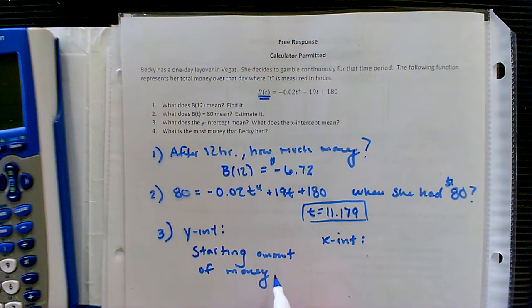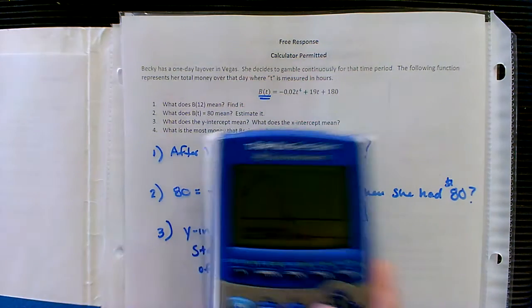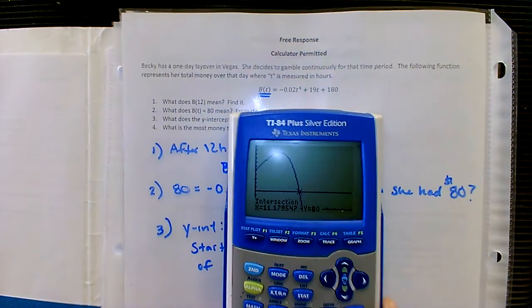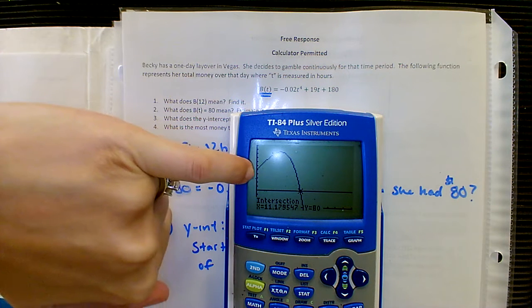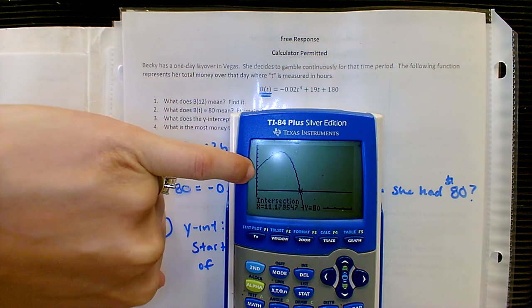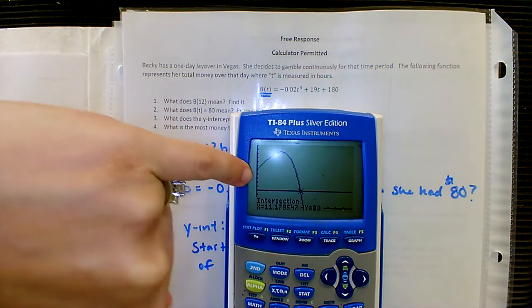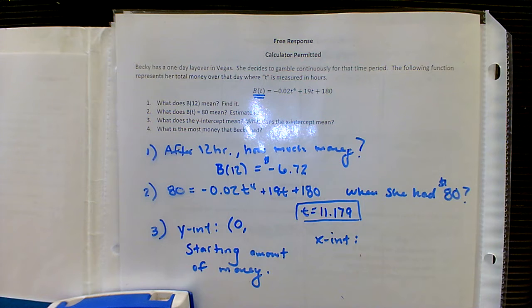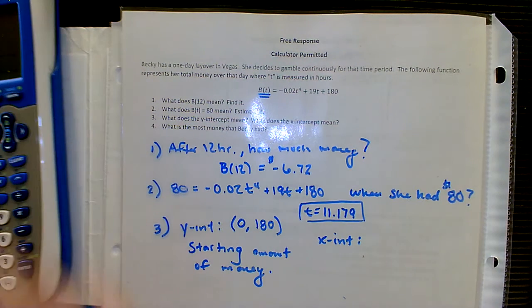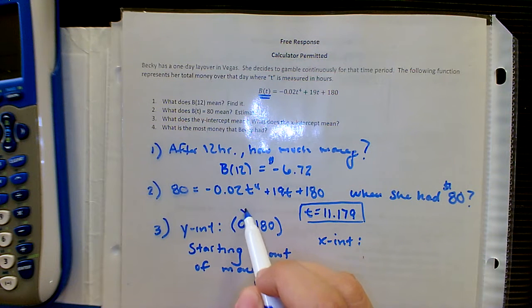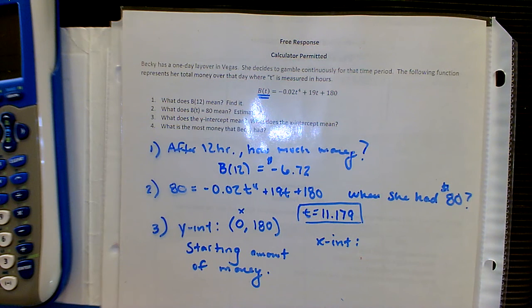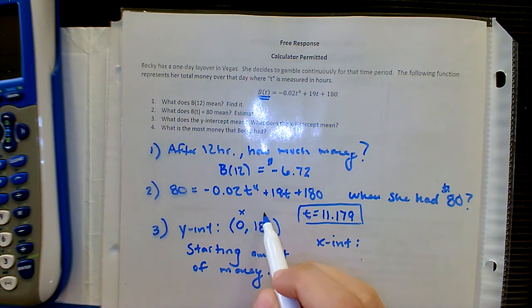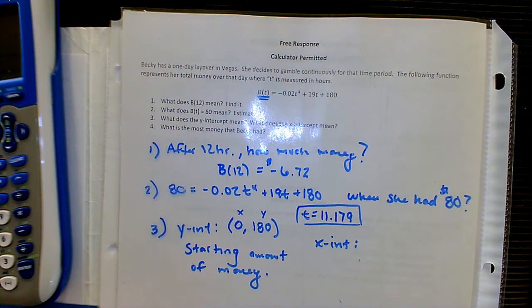Okay, so the Y-intercept is her starting amount of money. So graphically, if you were to look at your picture, the Y-intercept is happening right there. And in terms of an ordered pair, that ordered pair we said was at the time of 0, at the very beginning, and she started with $180. So when you're looking at a Y-intercept, the X value is always 0, that beginning starting time, and your Y value is always a number. That's what's representing your initial starting amount.